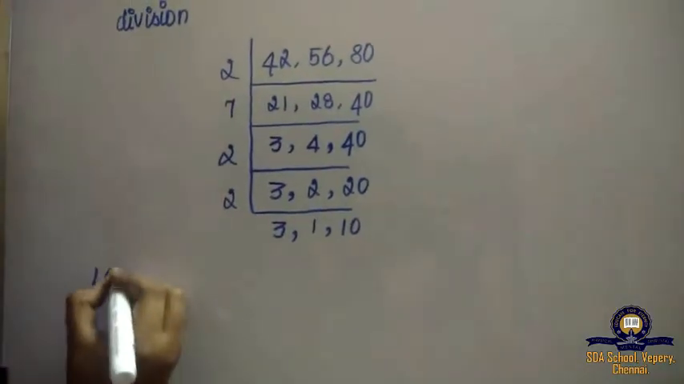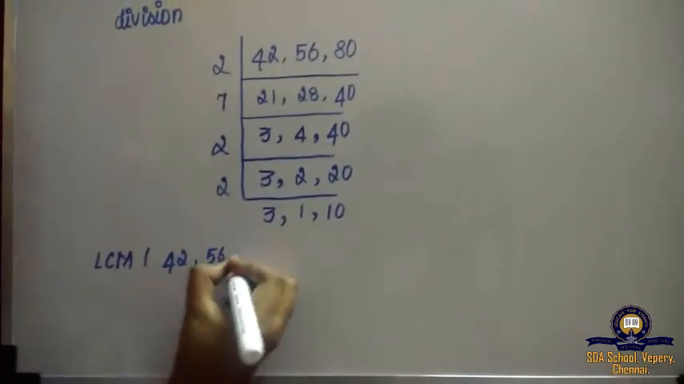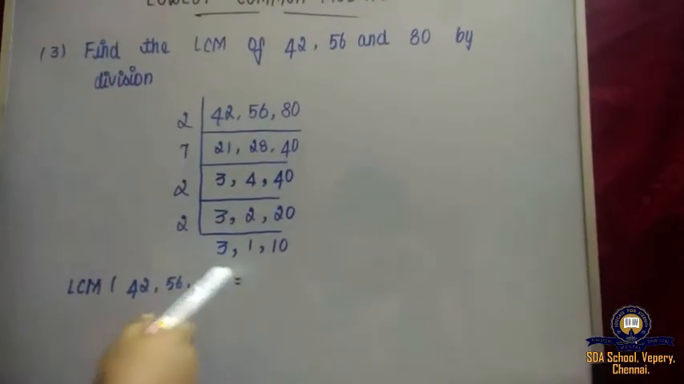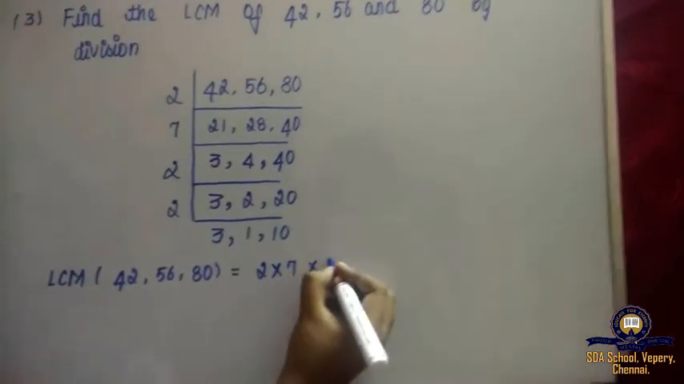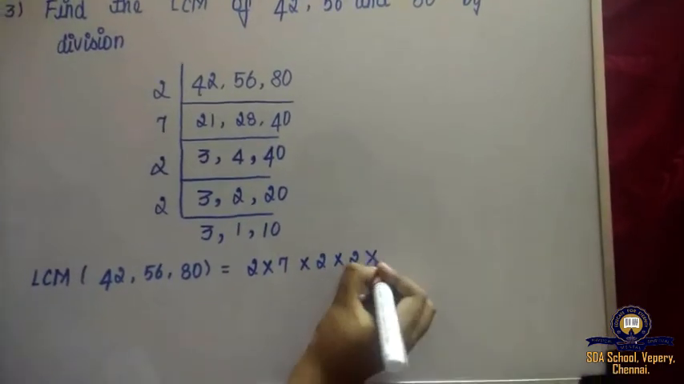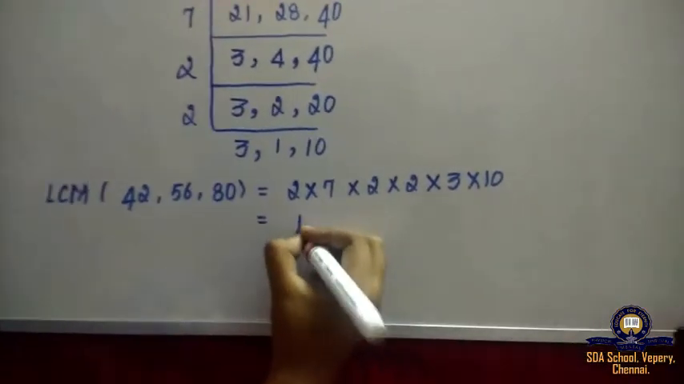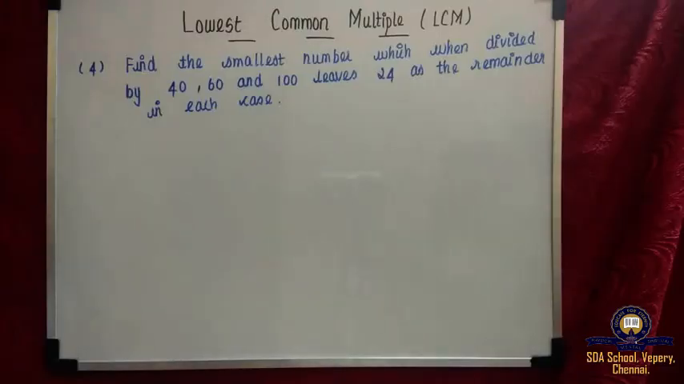So the LCM of 42, 56 and 80 is equal to the product of all the divisors and the remaining numbers. So 2 into 7 into 2 into 2 into 3 into 10, which is equal to 1680.